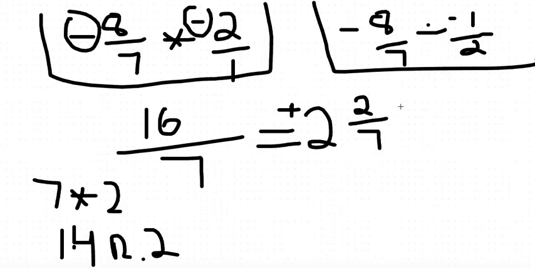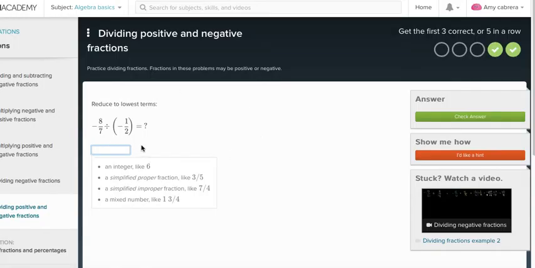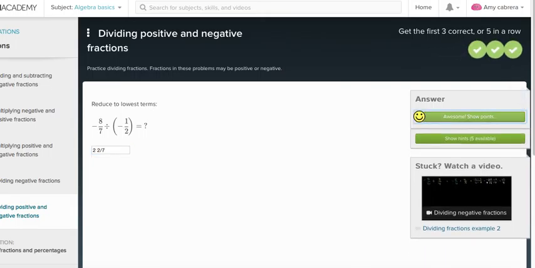So, we always have to remember that a negative times a negative equals positive, because when you do a positive times a negative, it gets you a negative. Now, we got the answer, positive 2 and 2/7. So now we're going to see if that works. Okay, 2 and 2/7, and that is correct.